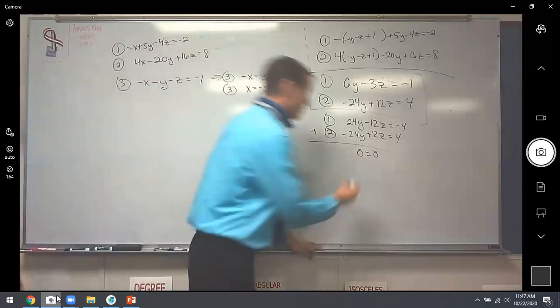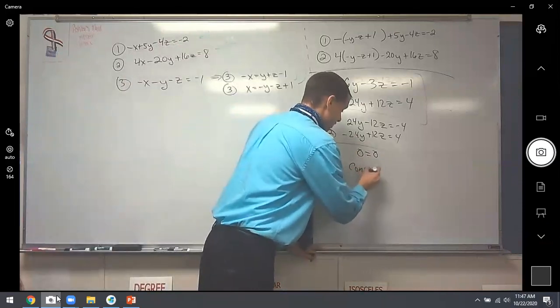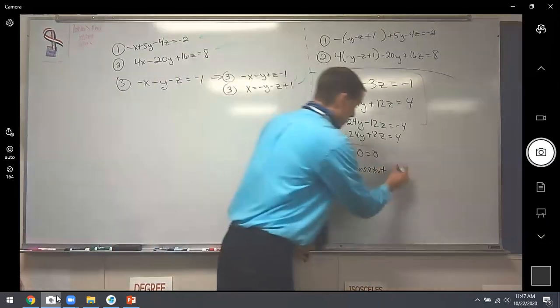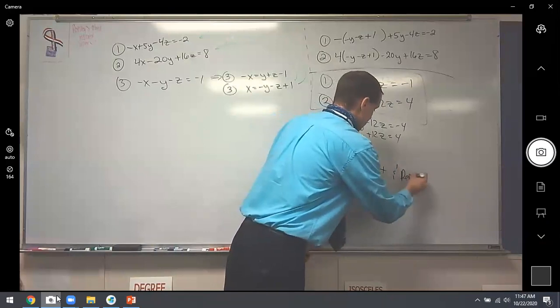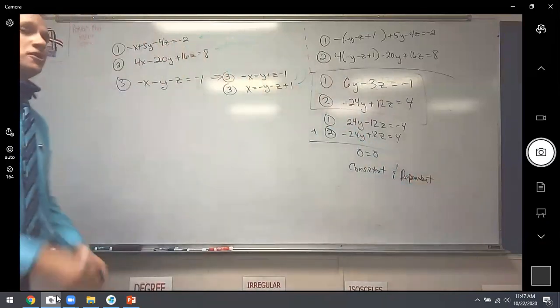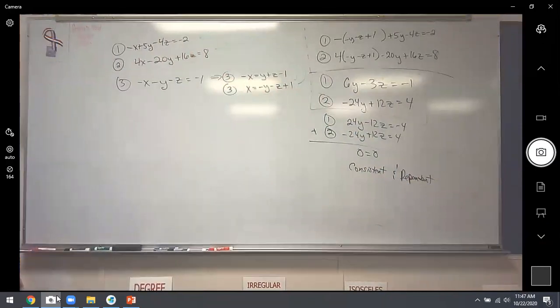So the answer to this is consistent. There's answers, but they ain't independent. They are dependent. So the same rules apply as when you did it with 2 equations and 2 unknowns. It has the same result. You don't need to write any specific answers for that because there's an infinite number of them. So why even bother, right? Get the gist?